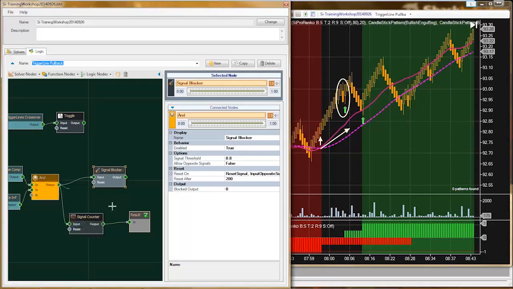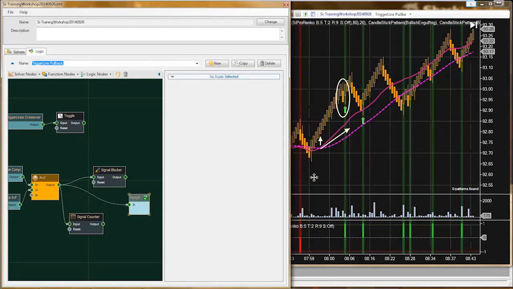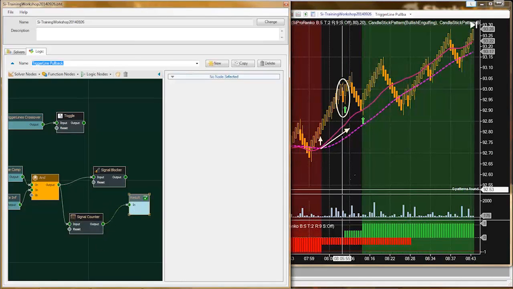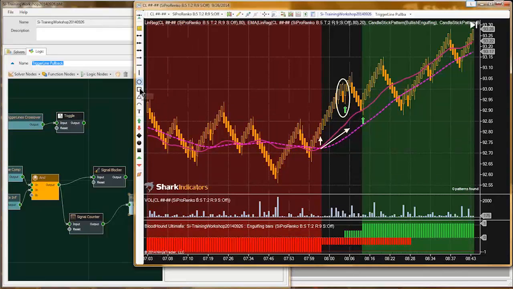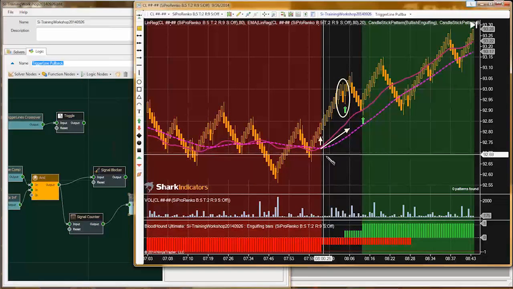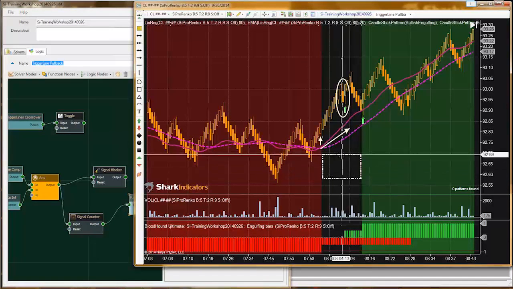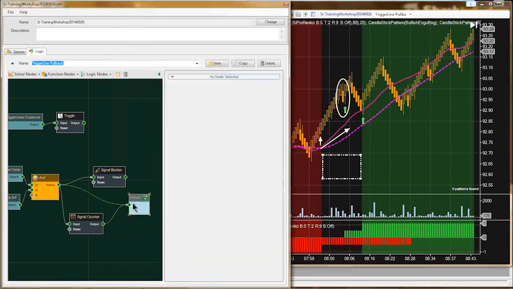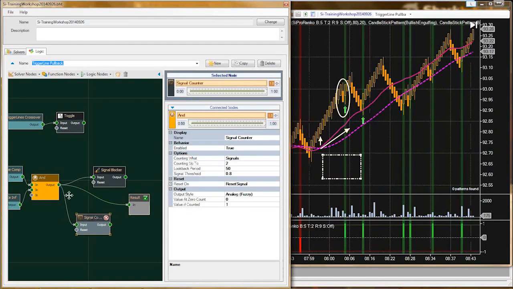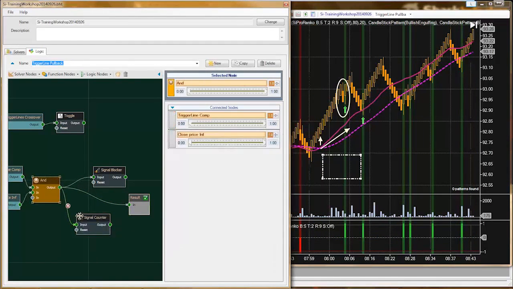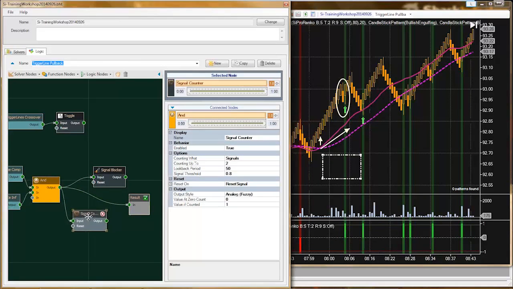All right. So let me explain what's going on here. I'm going to mark this void area, so that you can see there's no output here. And this AND node is what's being fed into the signal blocker.